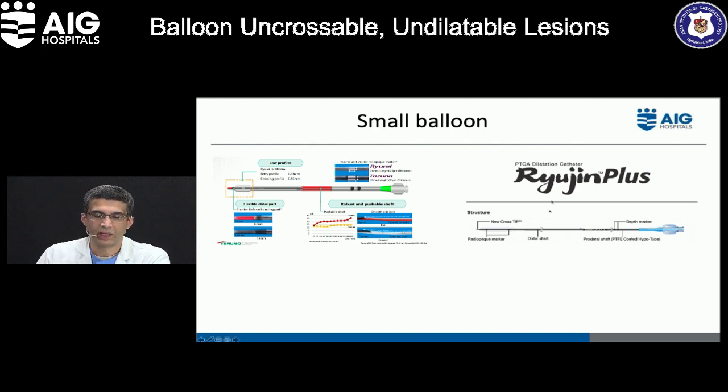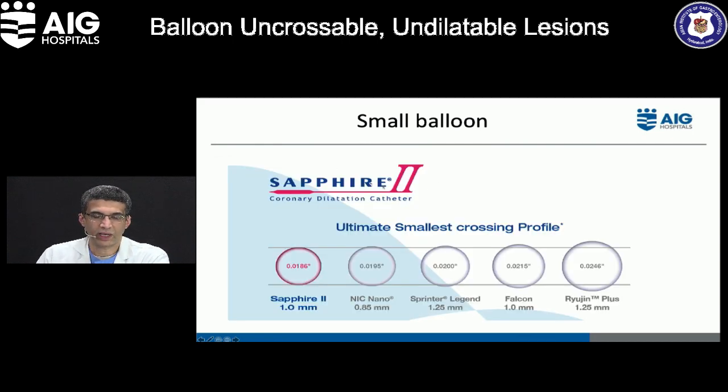So at least our favorite balloon which we use is the Ringen Plus, which comes as 1.25, but we have nowadays newer balloons like the Tezuna or the Ryurai balloon. Of course, we have the Sapphire 2, the Nick Nano, which some of our colleagues will be mentioning. This is just to show you what is the crossing profile of each of these balloons.